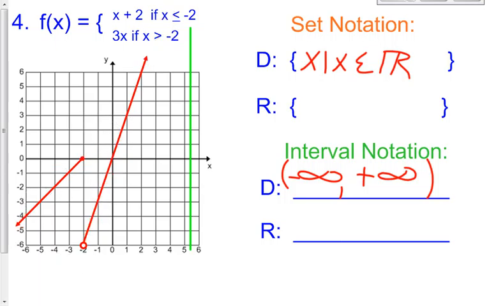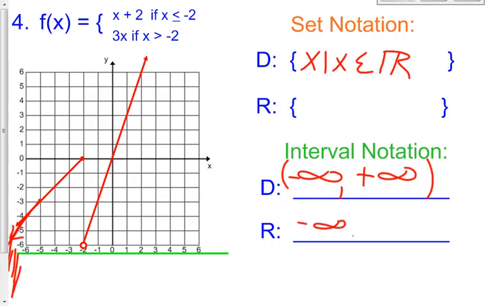For my range, we're going to turn my green line to a horizontal line. And now, this red line goes down and to the left like we talked about. So it's going to go down and down forever and ever. It's going to start at negative infinity.